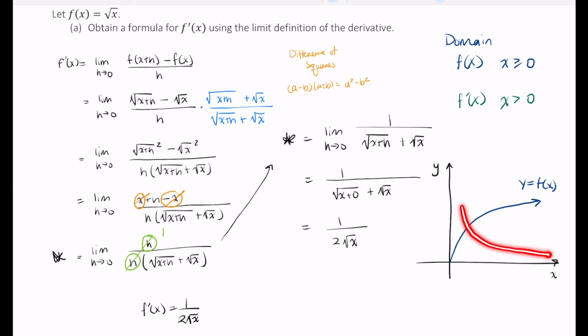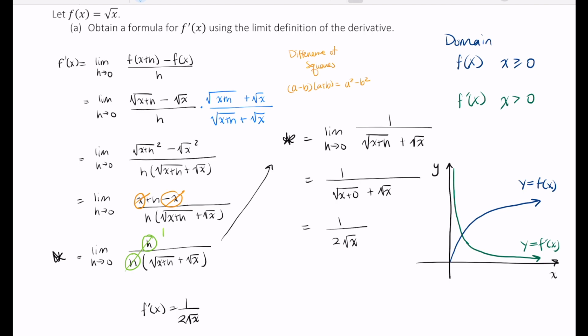But what happens as we get closer to the origin? Well, let's take a look. This tangent line is steeper than this one. This tangent line would be steeper than this one. In fact, as we get close to the origin here, we're approaching a vertical tangent line. That means the derivative has to have a vertical asymptote here. There we are. This is y equals f prime of x.